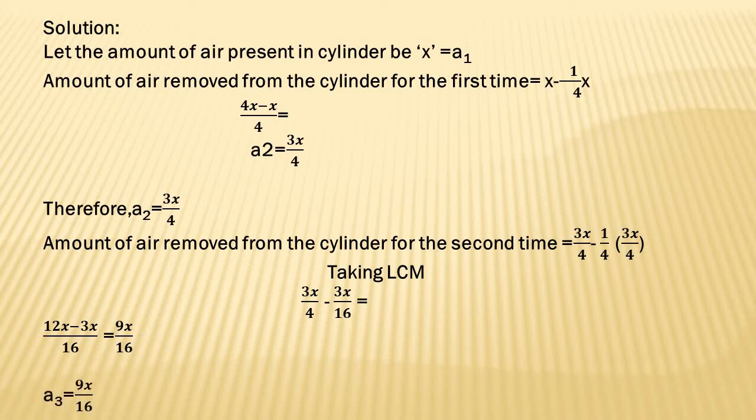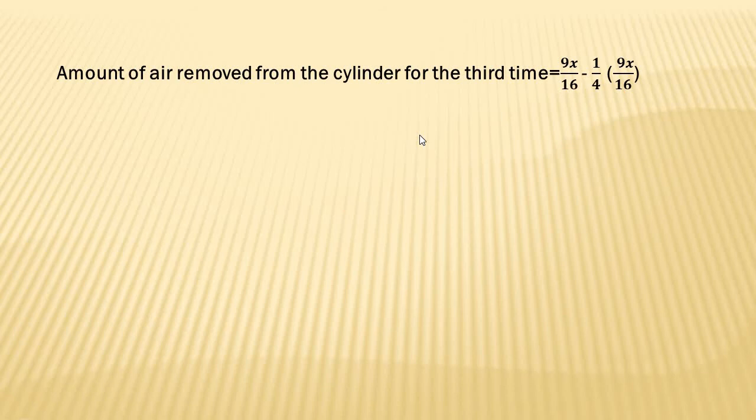In the same way, let's find out the fourth term. So the fourth term is nothing but third term minus 1/4 of third term, right? So 9x by 16 minus 1/4 of 9x by 16, which is 9x by 4 into 16, which gives you 64. Now take the LCM here again. So the denominator here in this case will be 64, okay? And if you take an LCM, you get 36x minus 9x by 64. 36 minus 9 is 27x. So 27x by 64 is our fourth term.